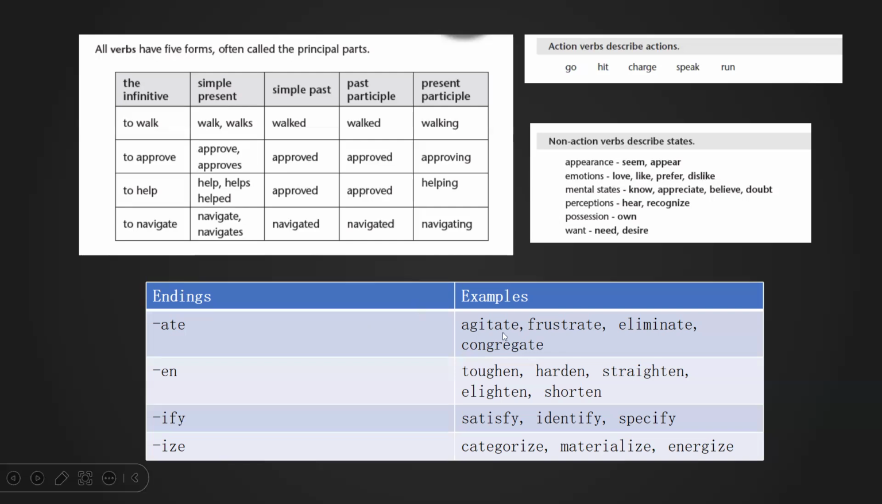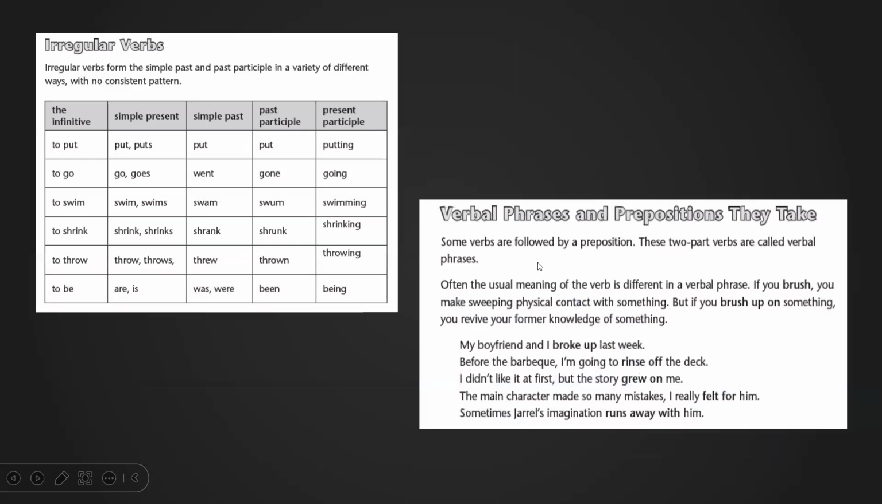So the ate ending: agitate, frustrate, eliminate, congregate. We have en: toughen, harden, straighten, enlighten, shorten. Or ify, or ifi: satisfy, identify, specify. Ize: categorize, materialize, energize. Okay, these are the endings of verbs.